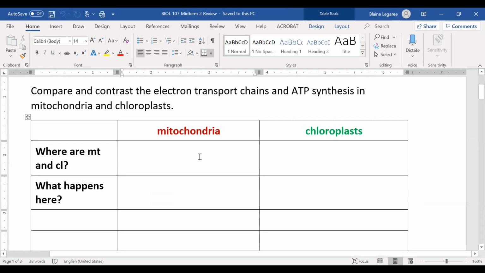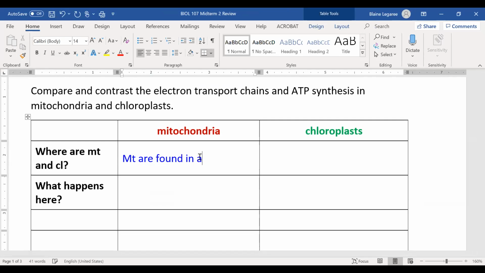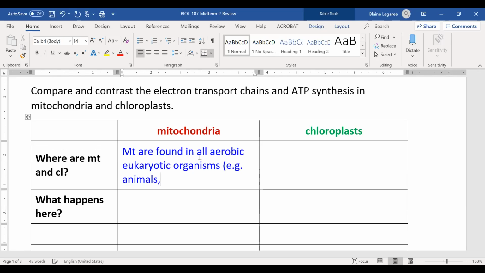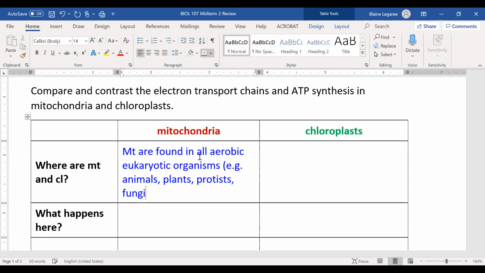Okay, so mitochondria, MT is the short form for mitochondria. These are found in all aerobic eukaryotic organisms. So this includes animals, hopefully that one's obvious, but plants also have mitochondria, protists, fungi. Respiration does happen in aerobic bacteria. They just don't have mitochondria to do it. They have to do a lot of the membrane stuff around their cellular membrane, so it makes it a little bit harder for them. So what about chloroplasts?